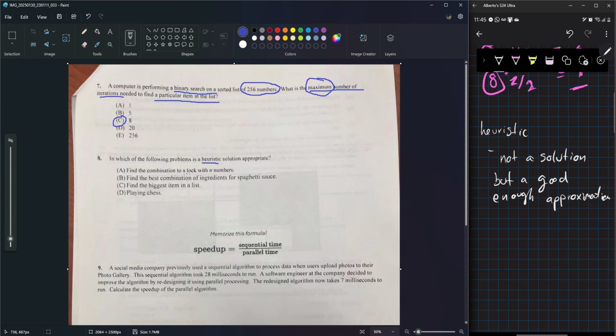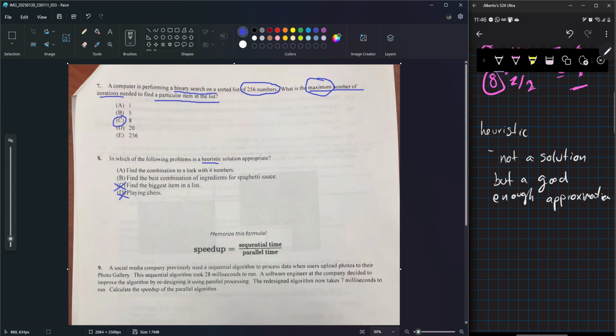So find the combination to a lock. You could find a combination to a lock pretty easily, right? Just try it. Find the best combination of ingredients for spaghetti sauce. Find the biggest item in the list. That's not it. It's not heuristic. Playing chess. No, chess is solved already.